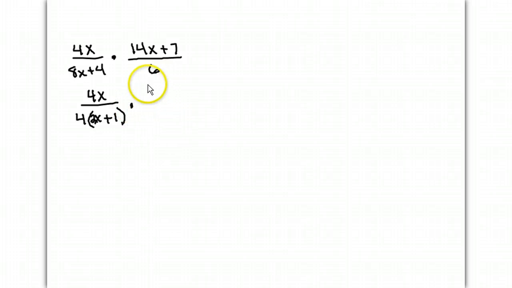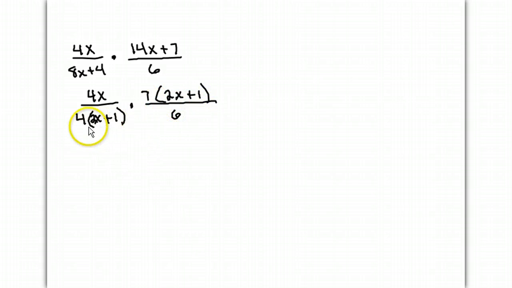In the top of the other fraction, you can pull a 7 out, and you'll be left with a 2x plus 1 also, and that's divided by 6. When you look at it, the 2x plus 1s will cancel out with each other. These 4s will cross out with each other, and all you have left is 7x over 6. Since that's simplified, that is your answer.